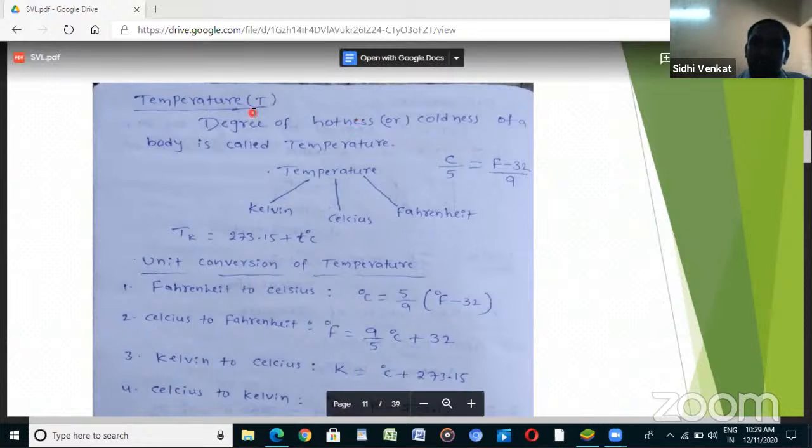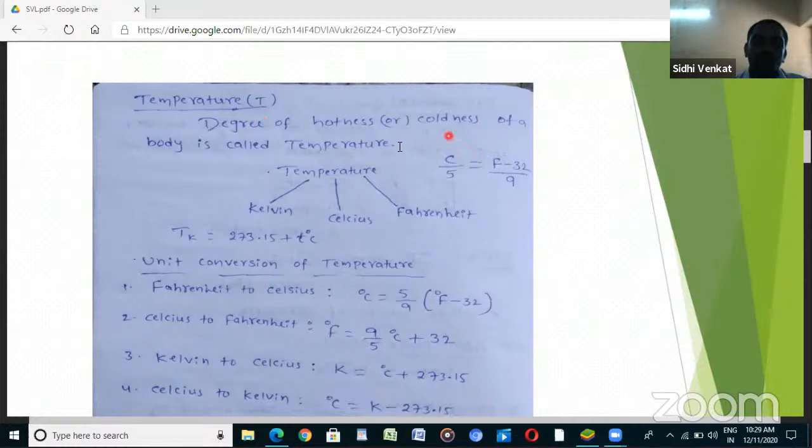What is the definition of temperature? Degree of hotness or coldness of a body is called temperature. The temperature is measured in Kelvins, Celsius and Fahrenheit. All three we already know. What is the temperature measured in? Kelvin scale, Celsius degrees and Fahrenheit scale.